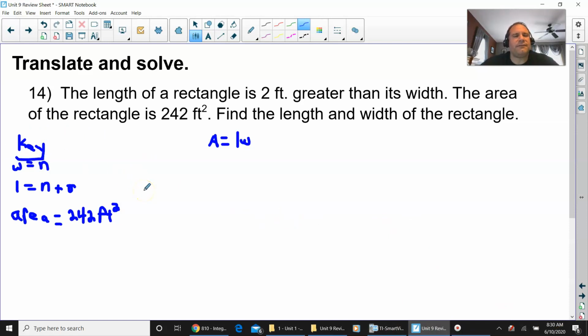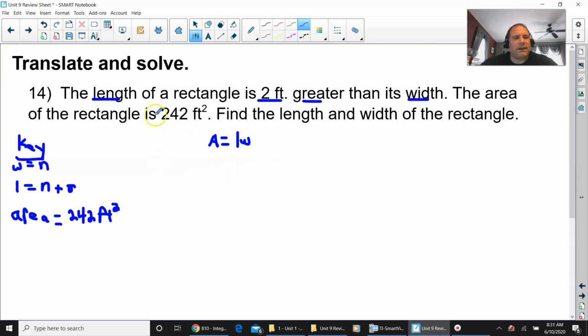Alright, so I remember Miss Gadji and I in class made sure that you wrote down a key, and the key is very important. You could use X or N or whatever variable that you want to use. So you have A equals length times width, where since we're talking about area, the length of a rectangle is 2 feet greater than the width. So I'm starting with the width first as n, or x. And then you have length is n plus 2, because the length is 2 feet greater than the width. So that's x plus 2, or n plus 2.